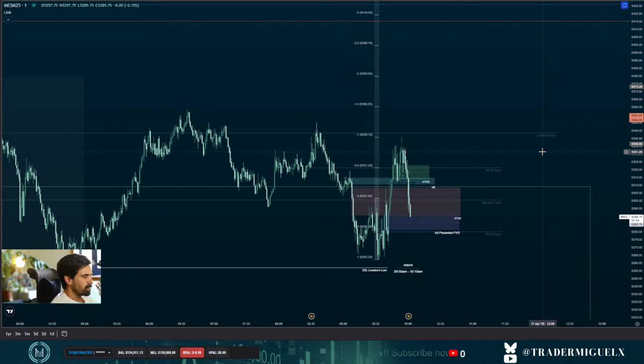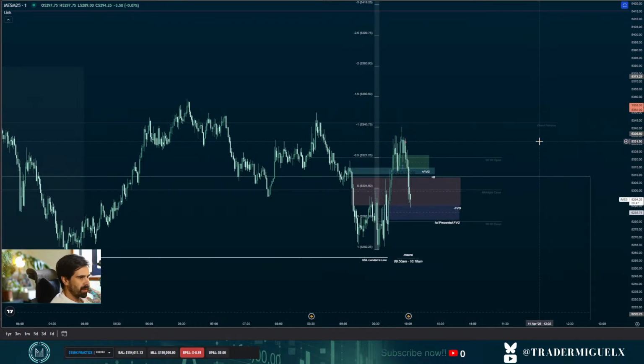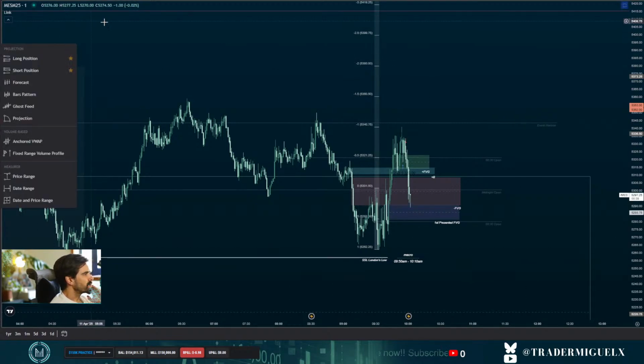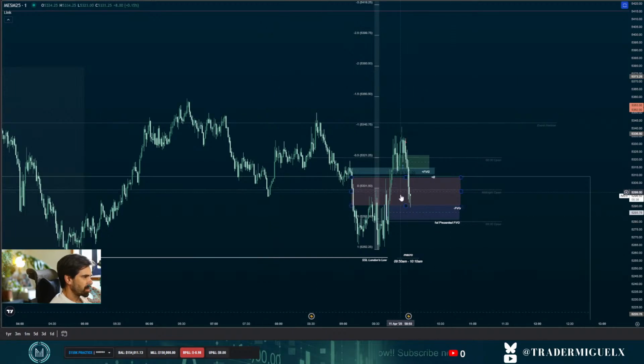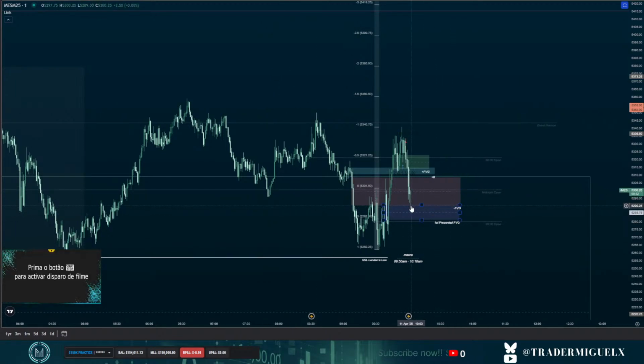So I think I will move my plan to plan A, which is sell side. We still have London lows to attack. Let's see. I will see how we react here. Since we are right at the first presented fair value gap, it can offer some protection and some support as well.